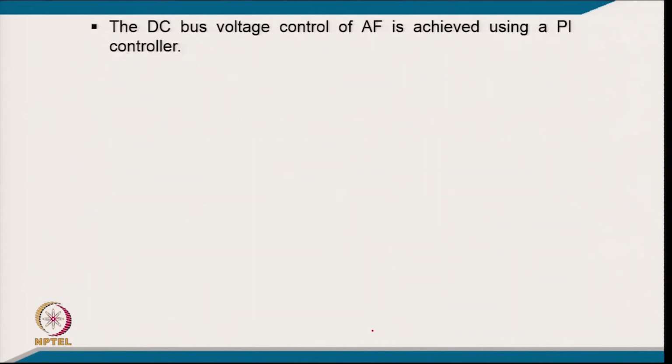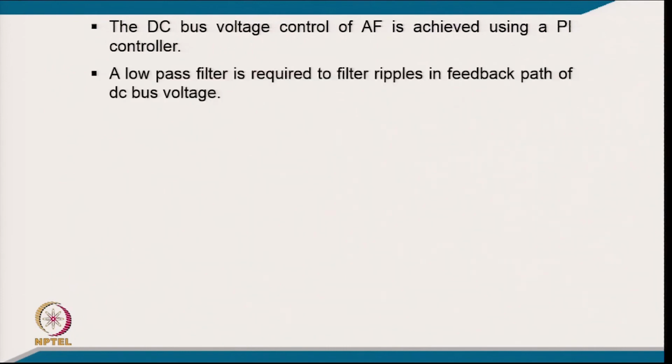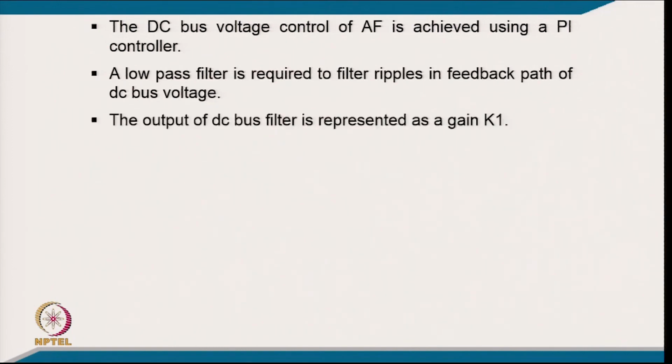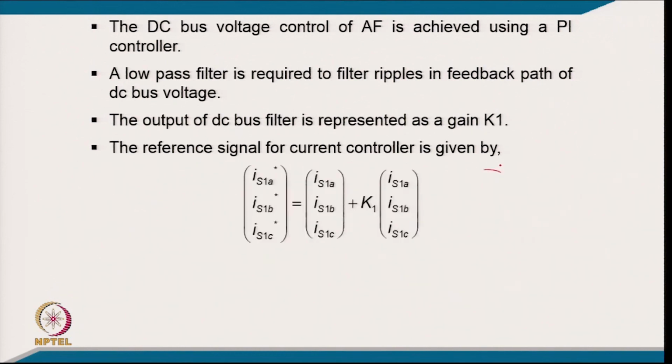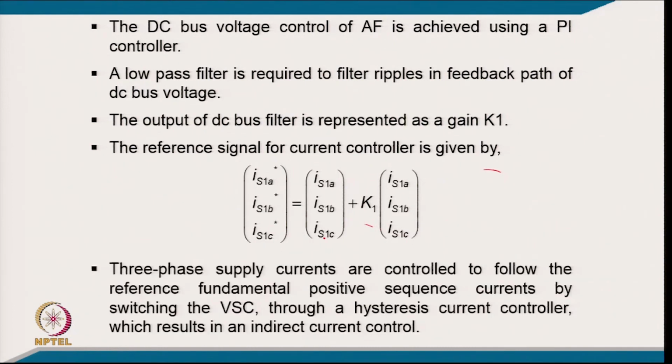The DC link voltage, or DC bus voltage, control of the active filter is achieved using a PI control. A low pass filter is required to filter the ripple in the feedback path of the DC bus voltage. The output of the DC bus voltage control is represented as a gain, and the reference signal for current control is given by the gain times this fundamental current, which is added here, and this gives the reference grid current. So, the 3 phase supply currents are controlled to follow the reference fundamental positive sequence current by switching the VSC through the hysteresis current controller, which results in an indirect current control also.